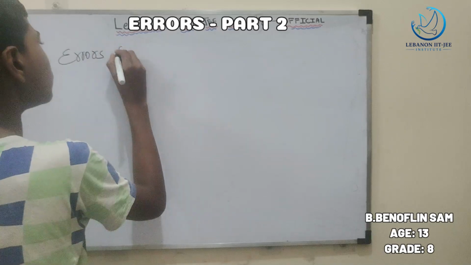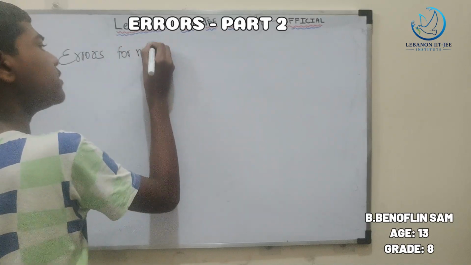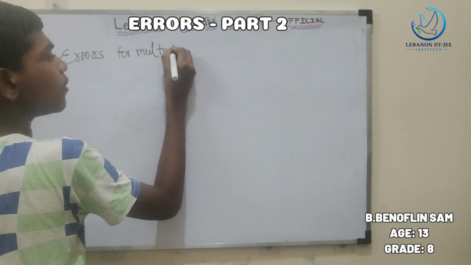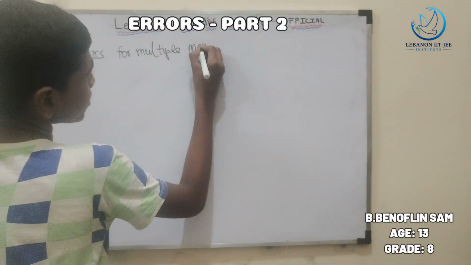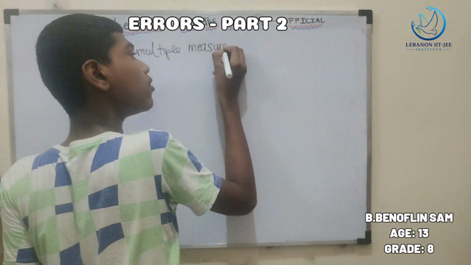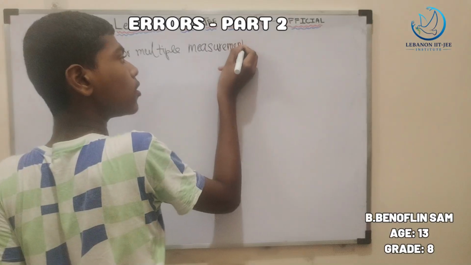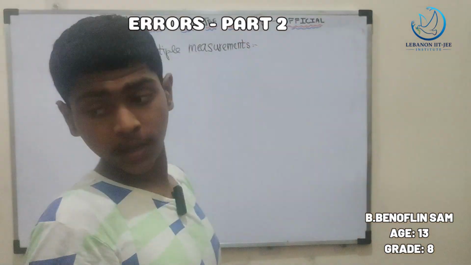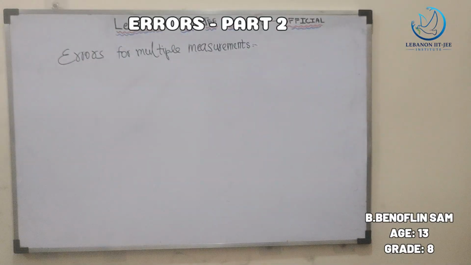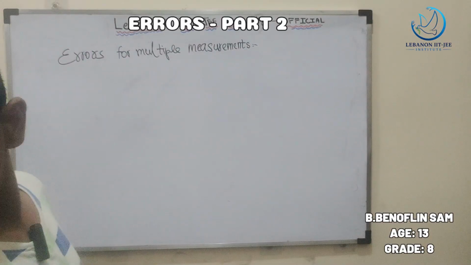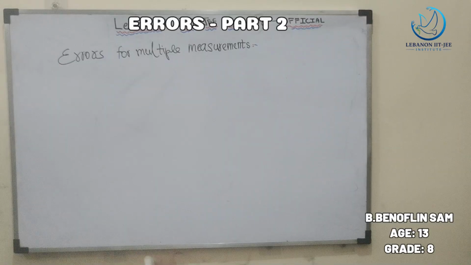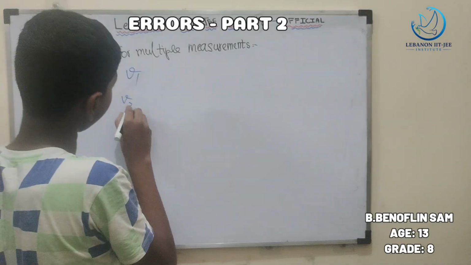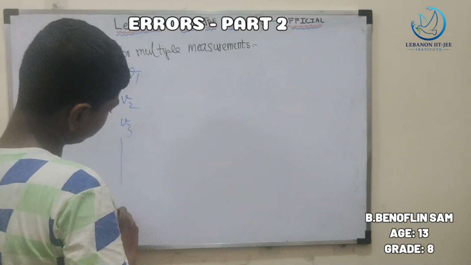Errors for multiple measurements. Here, I'll tell you how. We take V1, V2, V3 and so on, up to Vn.